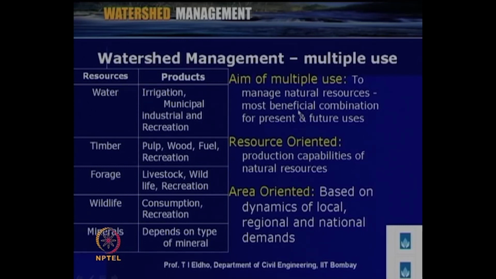So, the available resources for present use and for future use we put to the most beneficial combination. Then watershed management can be resource oriented. There we look at the production capabilities of various natural resources, which can be either land or water or other resources. As far as multiple use is concerned, it can also be area oriented. This depends upon the dynamics of local, regional and national demands.